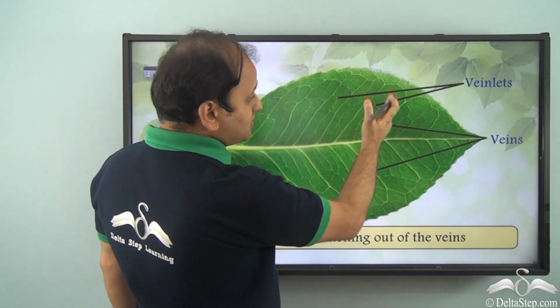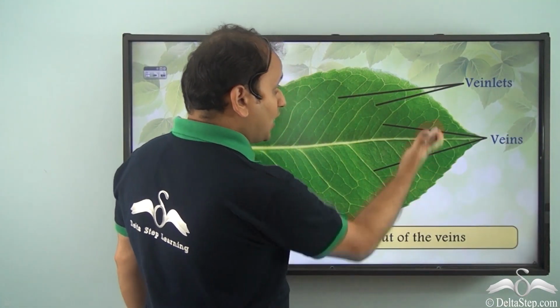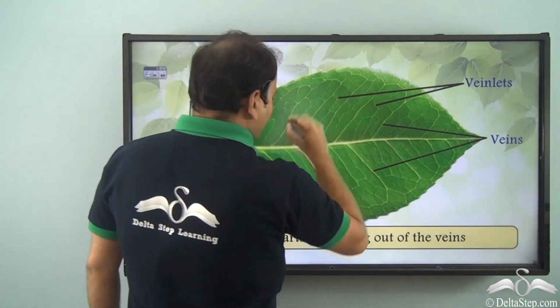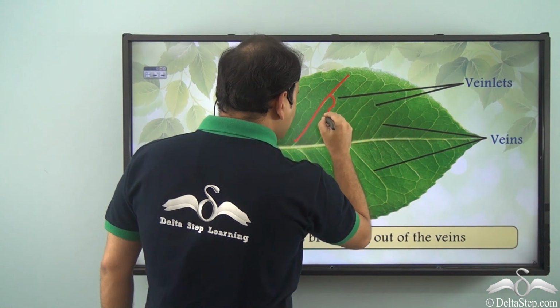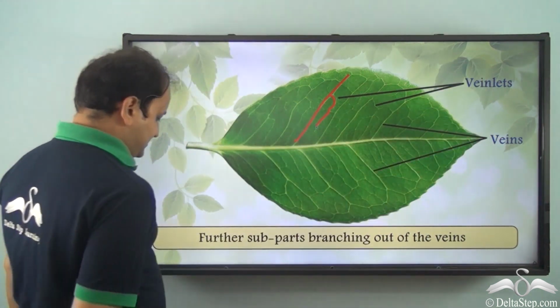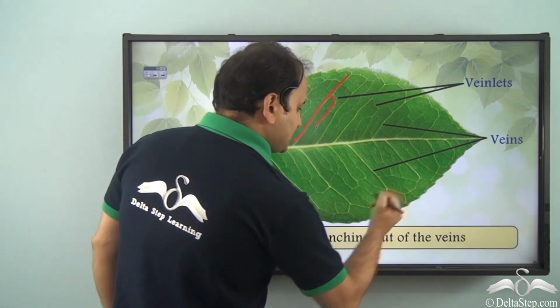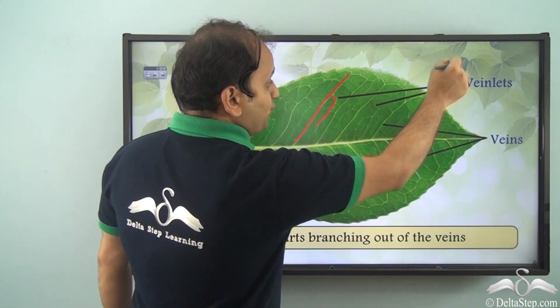And then we have further subparts of veins which are called veinlets. So from veins we have more branches coming out. These are veinlets. So further subparts branching out of the veins are veinlets.